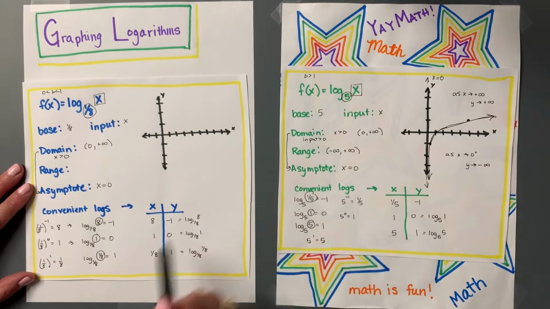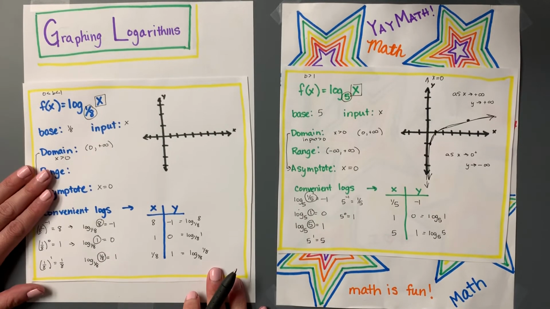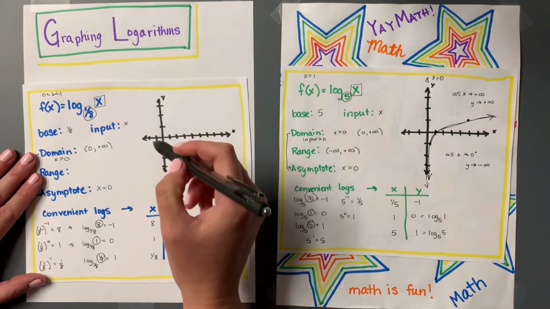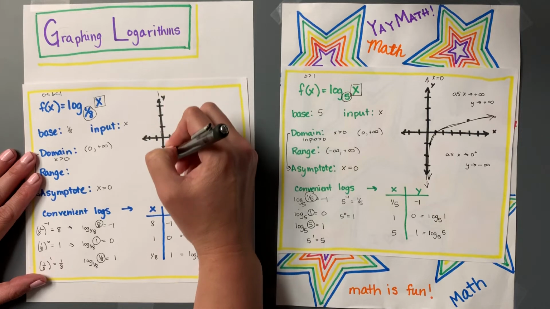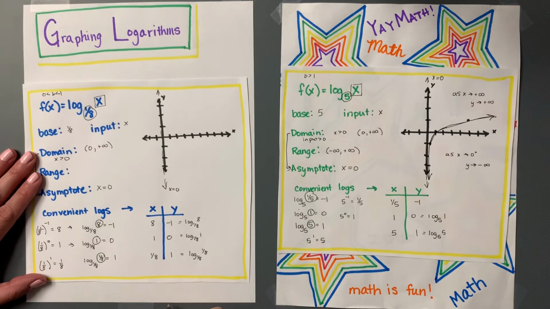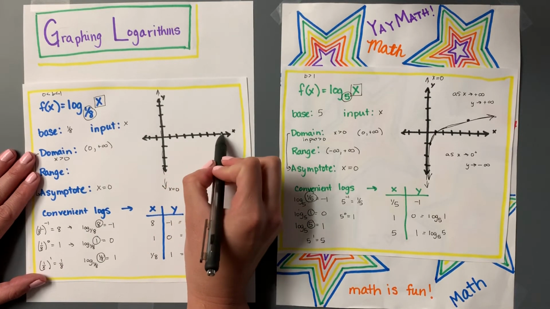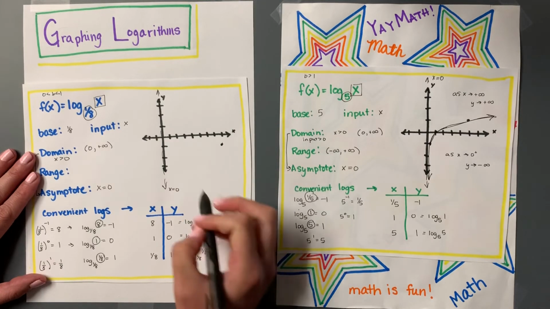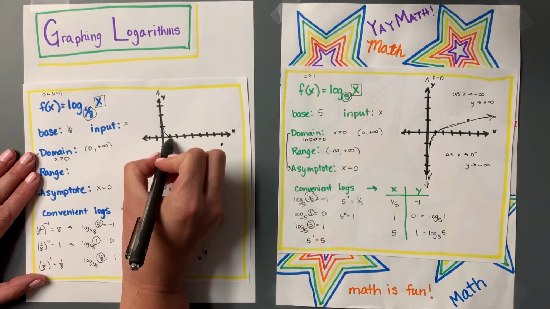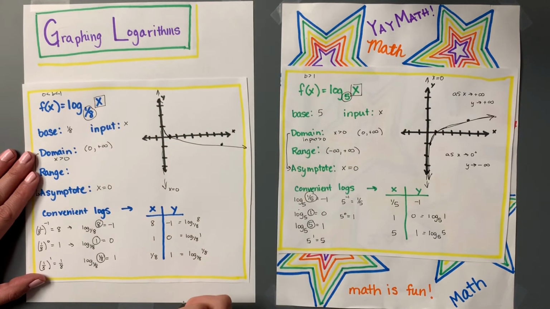If we look at these 3 points from each of our graphs, they're just the inverse of the 3 main points for our graph before, for the exponential. So I graph my asymptote at x equals 0. I have the points 8, negative 1; 1, 0; 1/8, 1. And my graph looks like this.